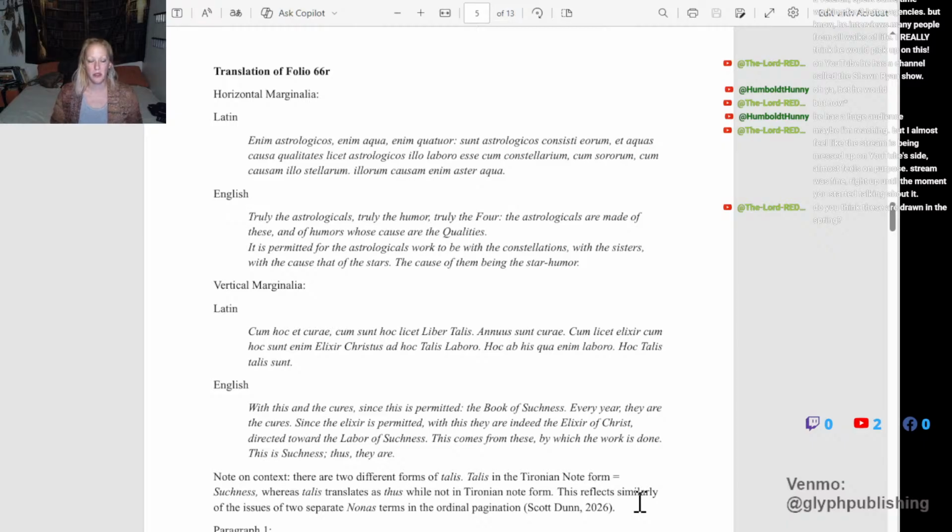Okay? This comes from these by which the work is done. This is suchness, thus they are. Okay? Suchness is ultimate reality. But what's interesting is that suchness in Buddhism is ultimate reality as it is. Okay?